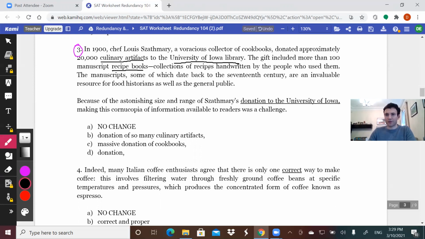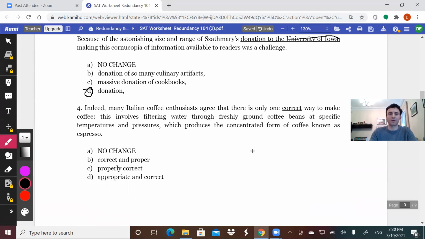So if we look back at this previous paragraph, we already know it was a donation to the University of Iowa. It says he donated to the University of Iowa. So there's no reason to mention the University of Iowa again. Donation of so many culinary artifacts, we've already made that point. Massive donation of cookbooks, yes, we said that it was a large donation of 20,000. So really, we just want to go with D. It's the most concise way to deliver the message without unnecessarily repeating information that the reader already has.